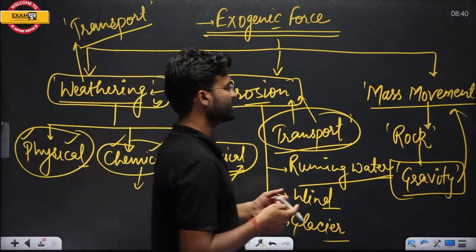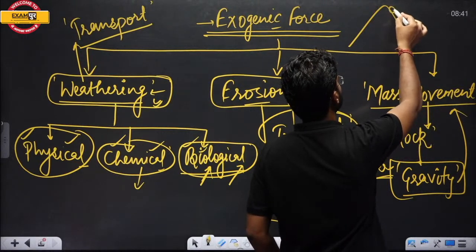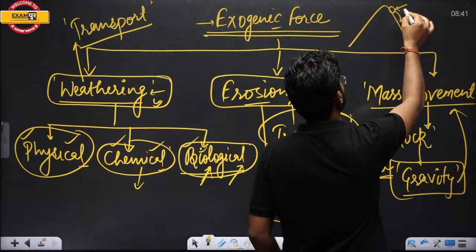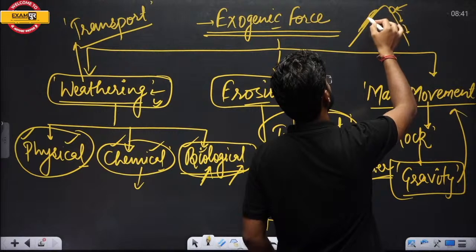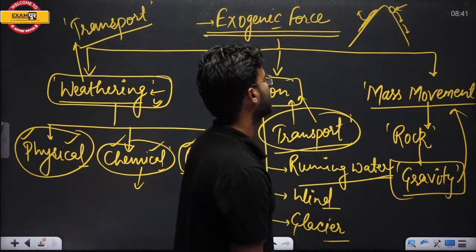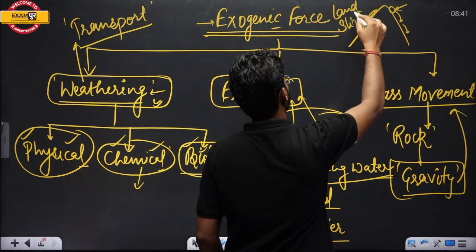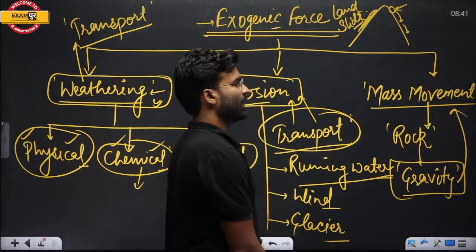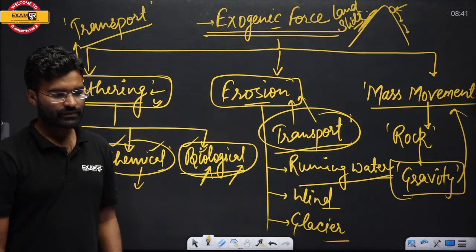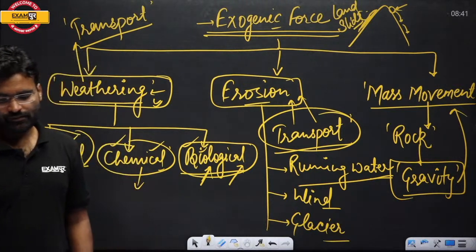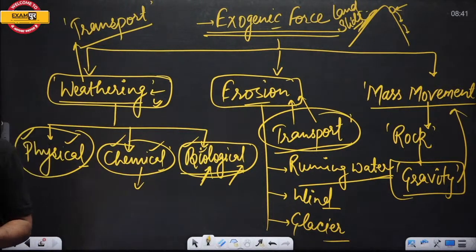If you move somewhere in the mountainous region, there is a possibility of rocks rolling back, or sometimes you see a landslide. Such phenomena happen due to gravity, and that is why this is termed as mass movement. What is mass movement? I hope you understand.